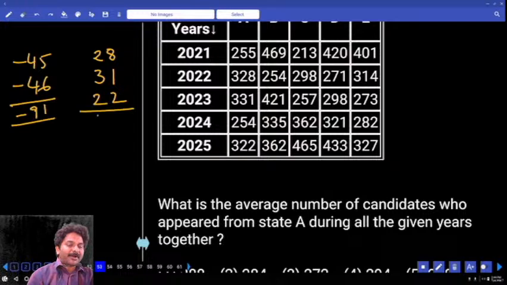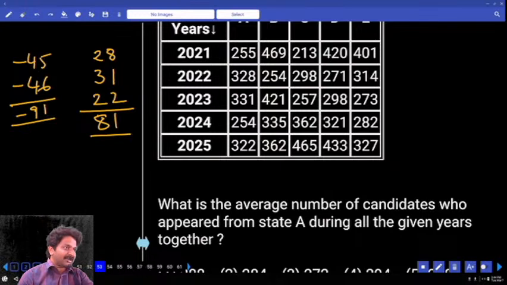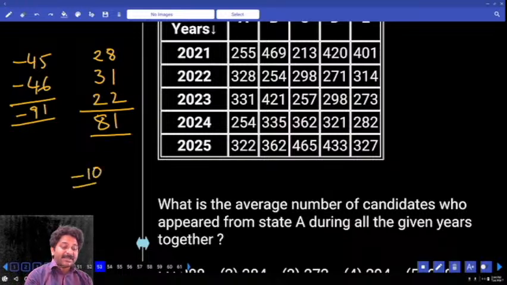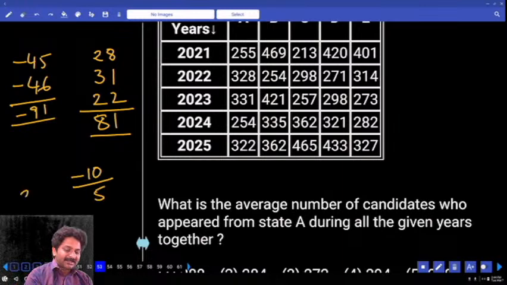What is the total negative number sum? 91. Total positive number sum? 28, 22, 50. 50, 31, 81. So 91 negative, 81 positive. What is the overall effect? Plus 10 or minus 10? Minus 10. That must be adjusted among how many years? 5 years. So that means 300 minus 2, 298 is our final answer.